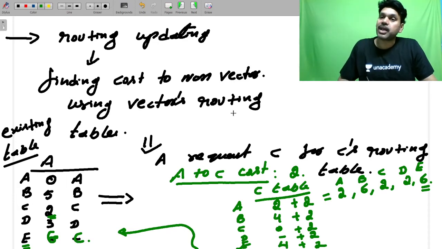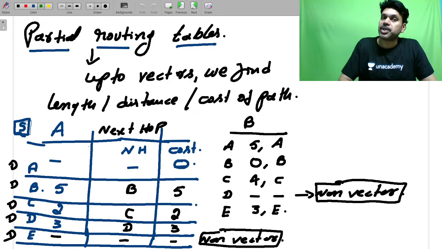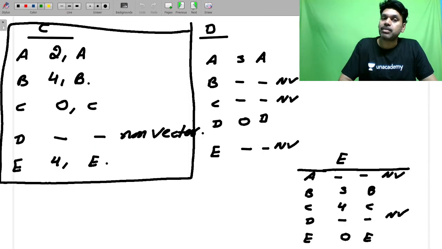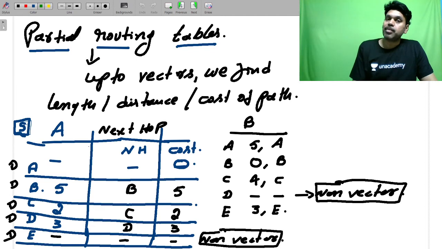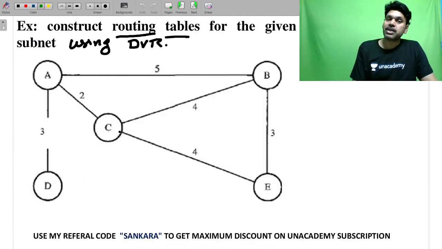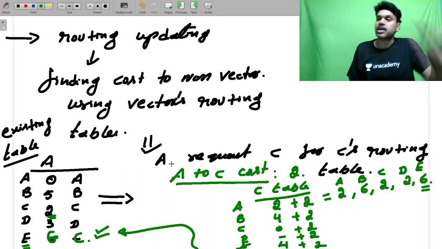You take the other neighbor of your A. What is the other neighbor of A? The other neighbor of A is B. What is the cost? 5. So you add this 5 to your B routing table. What is your B routing table? Just come here. This is your B routing table. So 5 plus 3, if I add, it is going to be 8. But how much did I get? Please listen. I got 6. 6 is lesser than the other. That's why I chose 6 only.